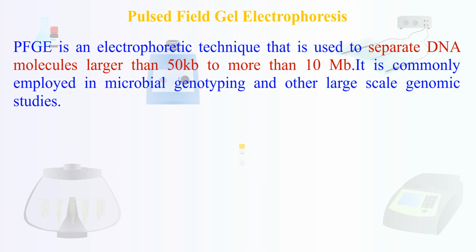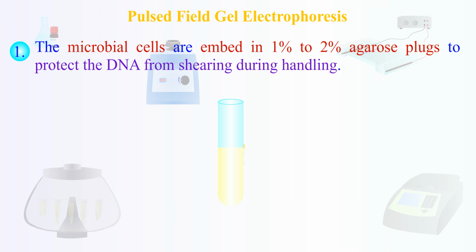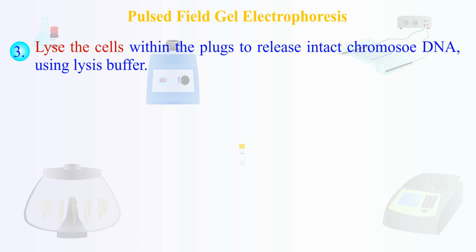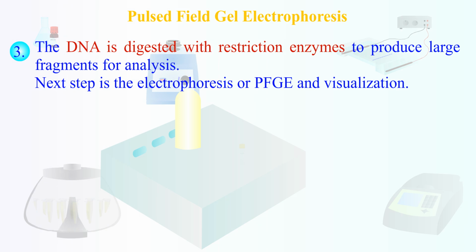The procedure for PFGE is: 1. The microbial cells are embedded in 1% to 2% agarose plugs to protect the DNA from shearing during handling. 2. Lyse the cells within the plugs to release intact chromosomal DNA, using lysis buffer. 3. The DNA is digested with restriction enzymes to produce large fragments for analysis. The next step is the electrophoresis or PFGE and visualization.